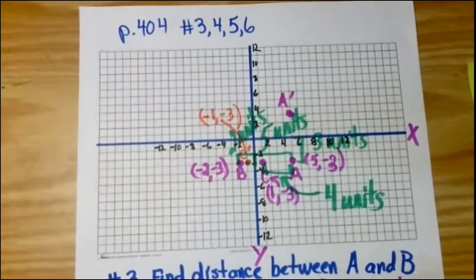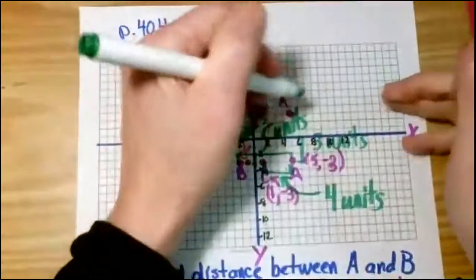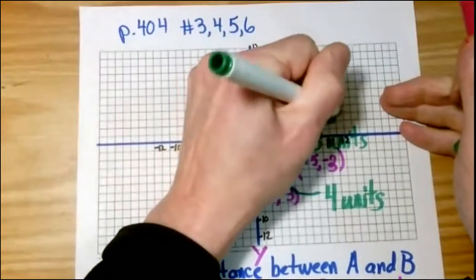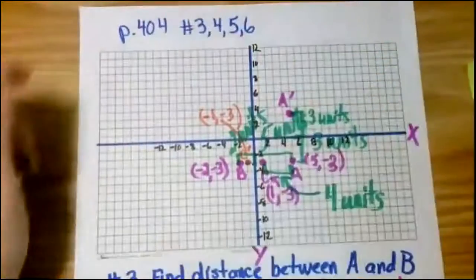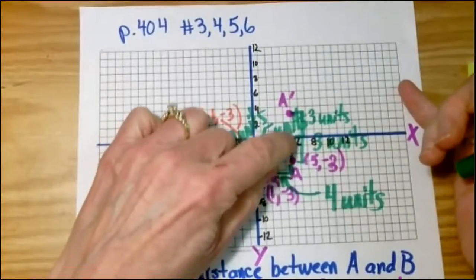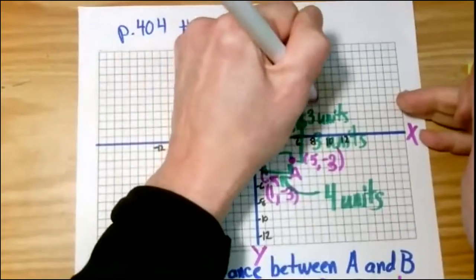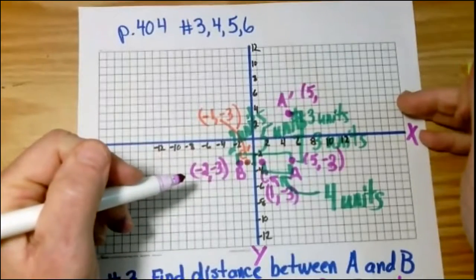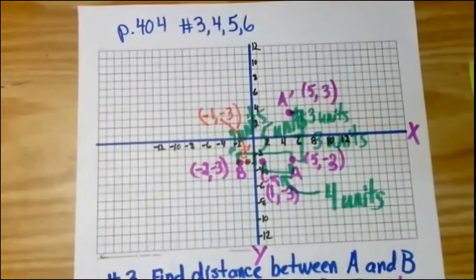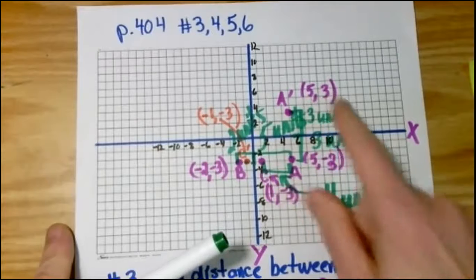What are the coordinates of that point? Just draw that we went up 3 units. We went up 3 more units. So what are the coordinates of A prime? Well, we're at 5. That stays the same. And what does the y value turn into? Positive 3. So the old A was 5, negative 3. The new one is 5, 3.